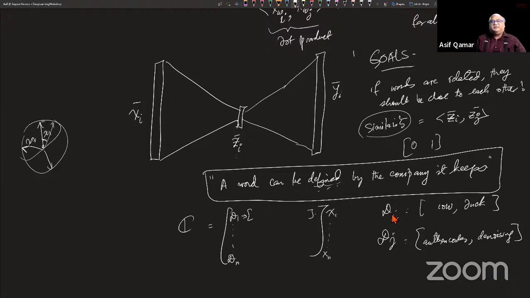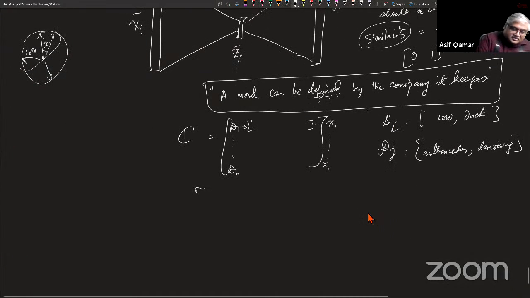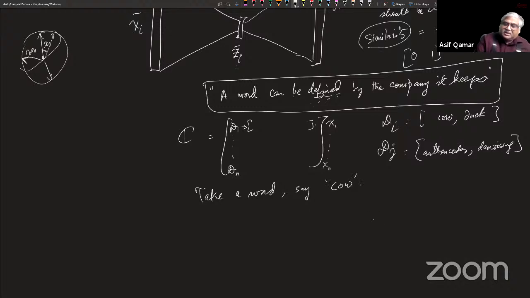So suppose you had never heard of a cow. You just scan through all the documents of your corpus, and in each document, see what are the words proximal to the word. So suppose you take a word, say cow, that you want to get a sense of. Let's say represent it by X cow. How would you get to know what it should be similar to?